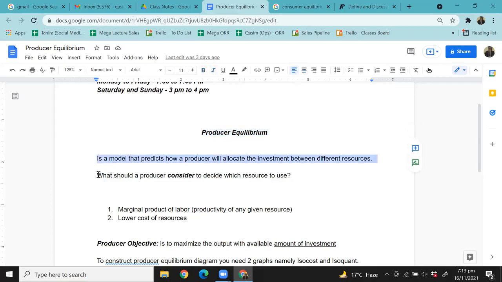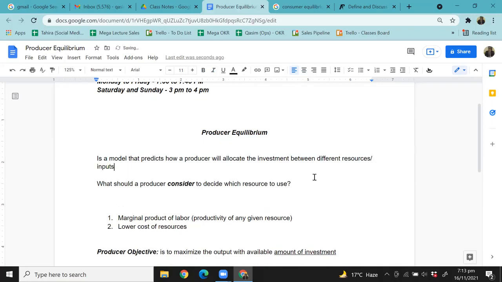Producer equilibrium is a model that predicts how producers will allocate the investment between different resources. Between different resources, what we mean here is different resources slash inputs. Now, what should a producer consider to decide which resources to use? I asked you this question, if you remember: what aspects should a producer consider to decide whether to use more capital or more labor. As an answer, we agreed that there are two things that are important for a producer to consider to decide which resource to use.